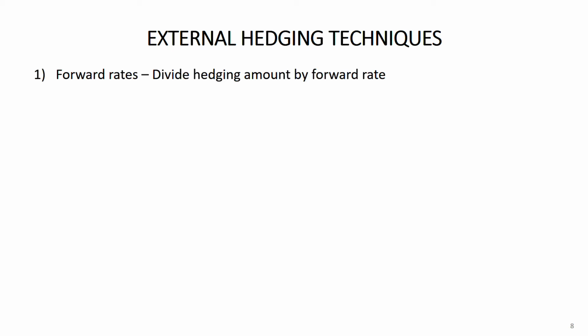Next, external hedging techniques. When we come to external hedging techniques, the first technique we start with is forward, because forward is the easiest to start with. What do you have to do with the forward rate? You just have to divide the hedging amount, the amount which you have to hedge, which will be given to you in the question, by the forward rate. It could be divide or multiply, I'm sorry, I forgot to put that. So you convert using that forward rate.